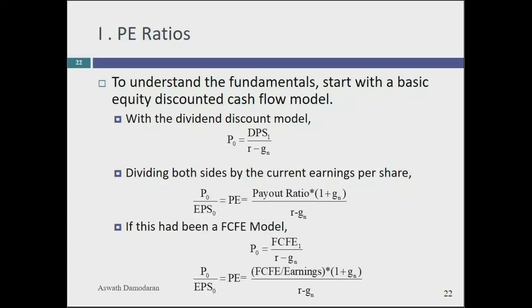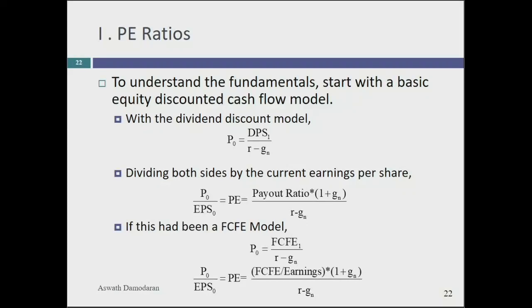If you don't trust companies to pay out what they can afford to in dividends, and I don't, you can replace the dividends with free cash flow to equity, which is potential dividends. You end up with an equation of the PE ratio as a function of your potential payout ratio using free cash flow to equity, your growth rate, your cost of equity.